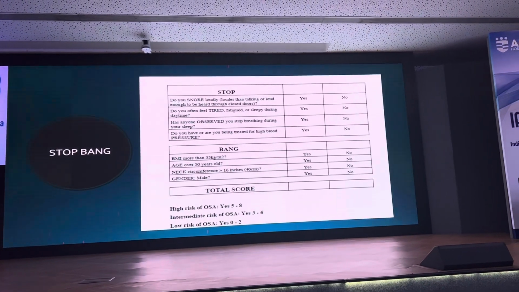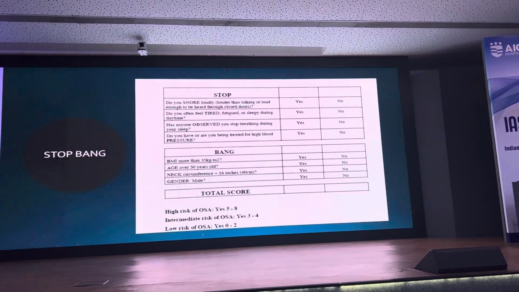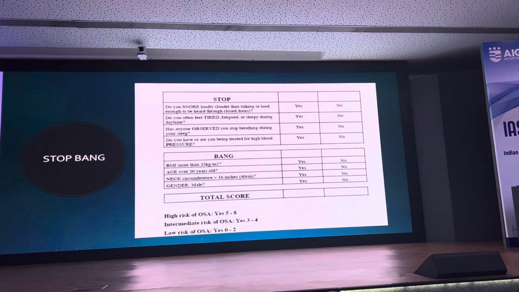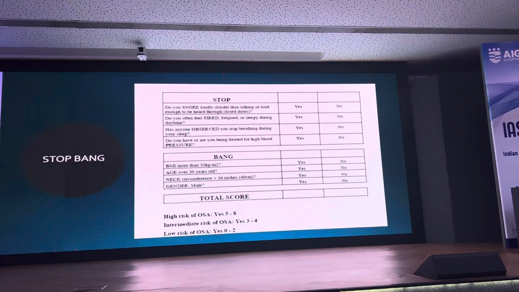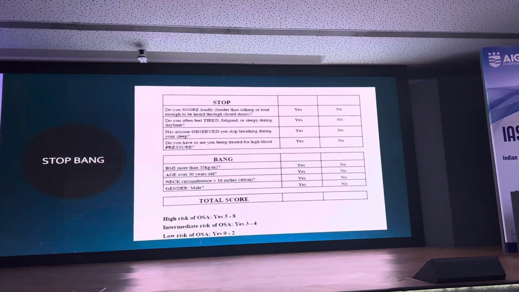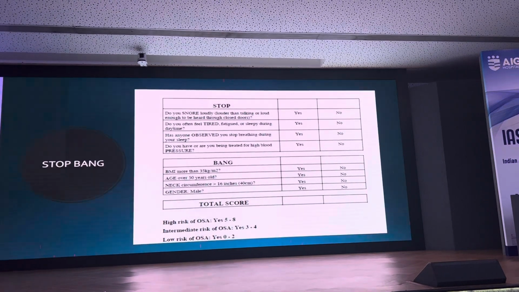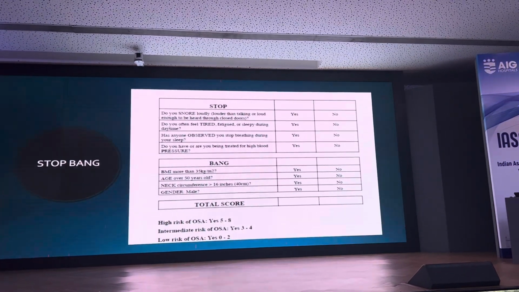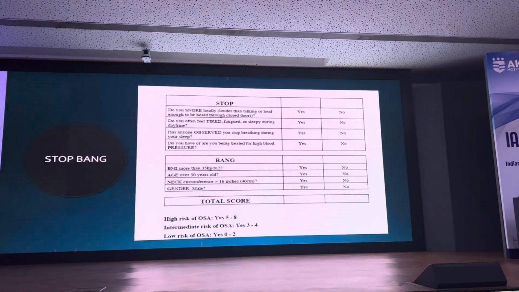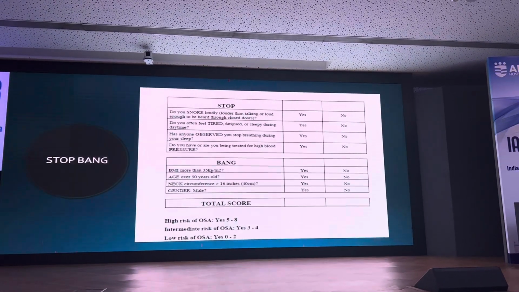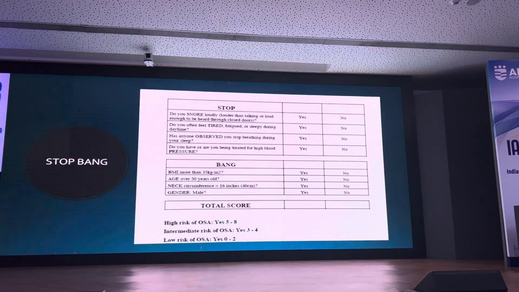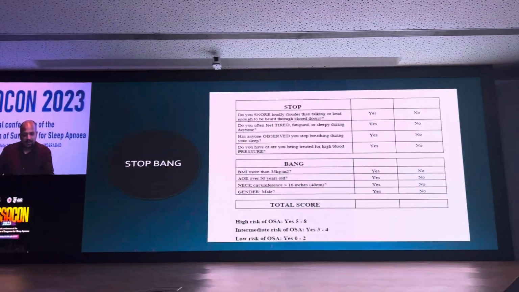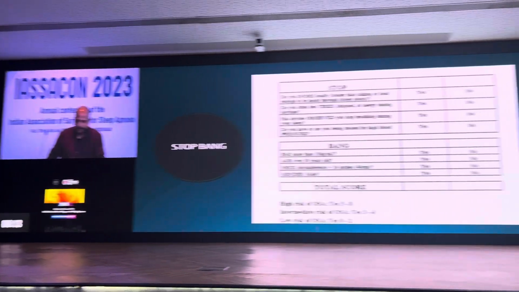When it comes to B, it's for BMI more than 35 kg per meter square, age more than 50 years, neck circumference more than 16 inches, and gender being male. For the Indian population, we need to lower the BMI to 30 and the neck circumference to 15. This increases the likelihood of including more patients, especially in Southeast Asian populations. So when you come down to the final score, if the patient has a score of 5 to 8, he has a very high risk of obstructive sleep apnea.